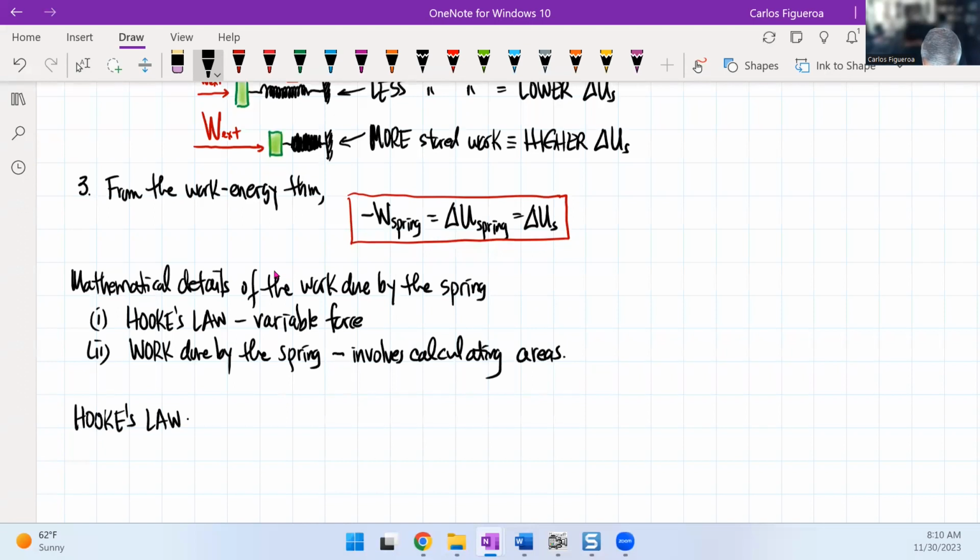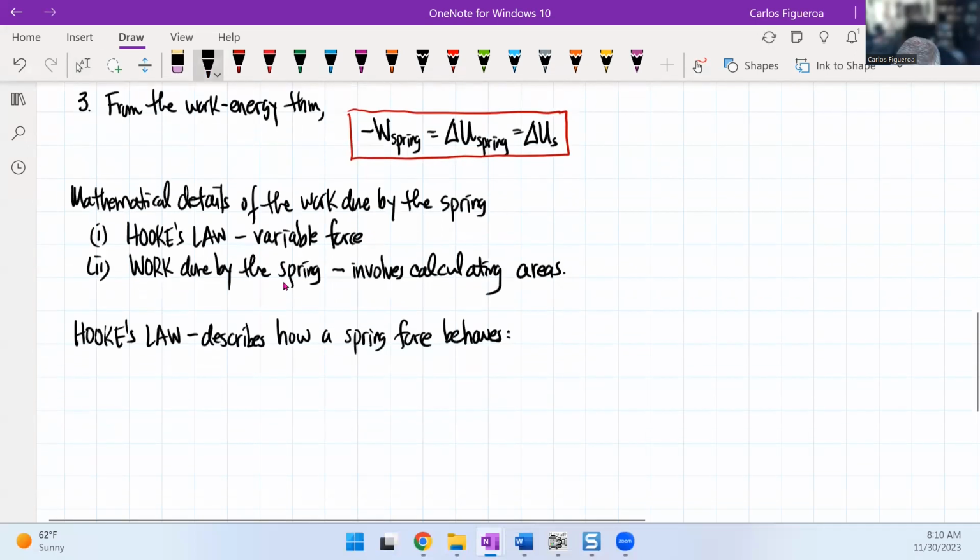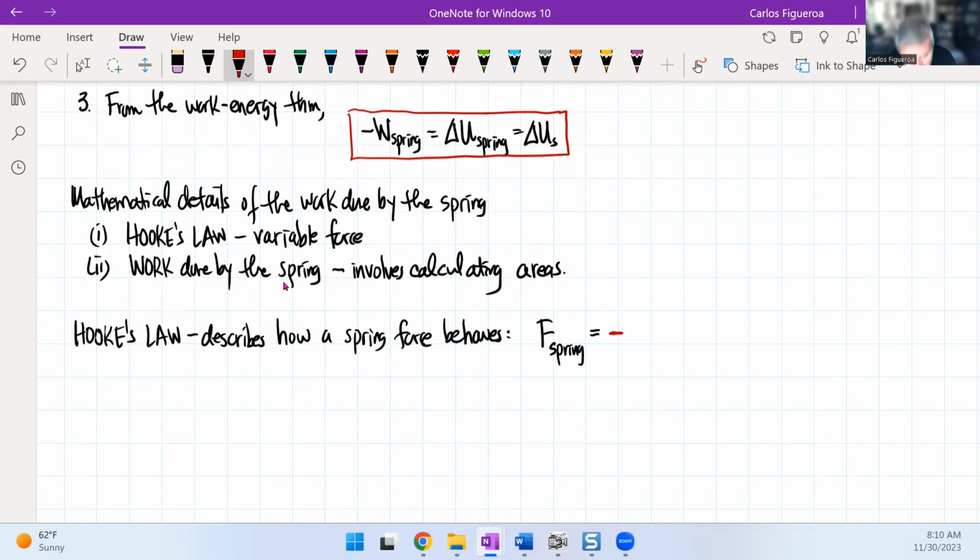And Hooke's law describes how a spring force behaves. And we said here that the spring force is equal to, there's a negative sign here. That negative sign is important. And then we get something called the spring constant, and then we have the displacement here. So this right here is Hooke's law.